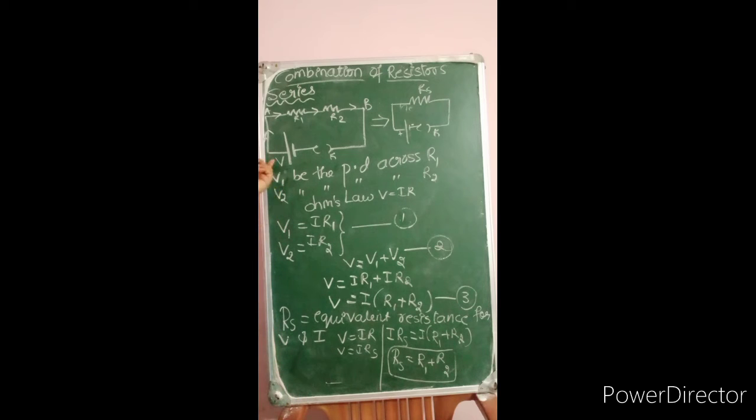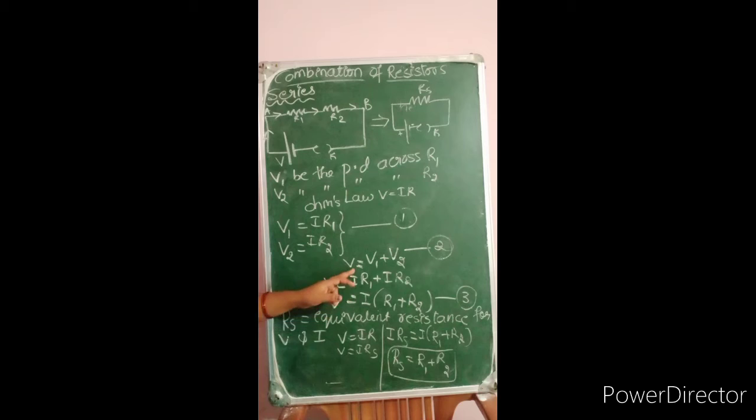And this potential difference V across the combination, in the series combination, is the sum of the individual potential differences. Potential difference is always the sum of the individual potential differences.